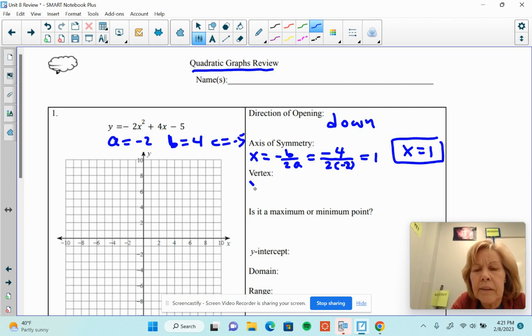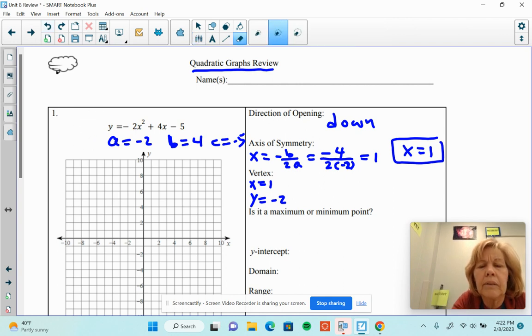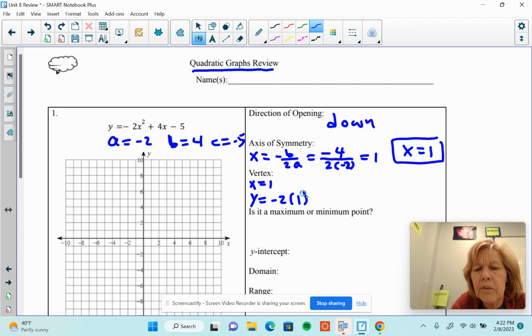Now for the vertex, we're going to plug in our x equals 1 and find the y value that goes with it. So I'm going to take the equation over here, this equation right there. We're going to replace the x with 1. So back to this. So a is -2. So we've got -2 times 1 squared. Just replacing the x with 1 right there. The x is becoming a 1. Plus 4 times 1 minus 5.